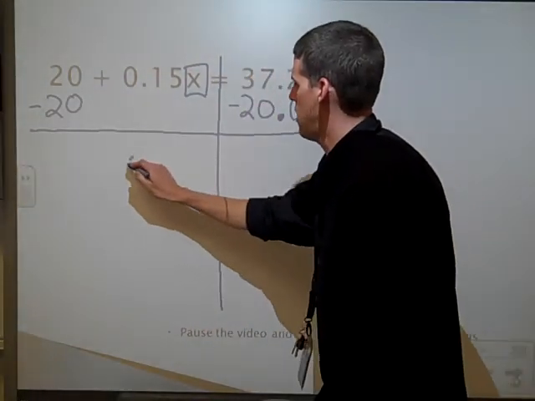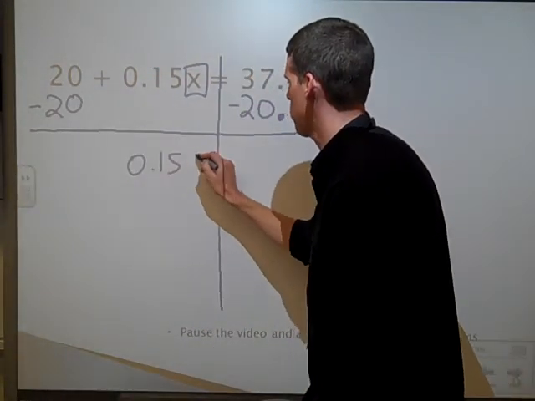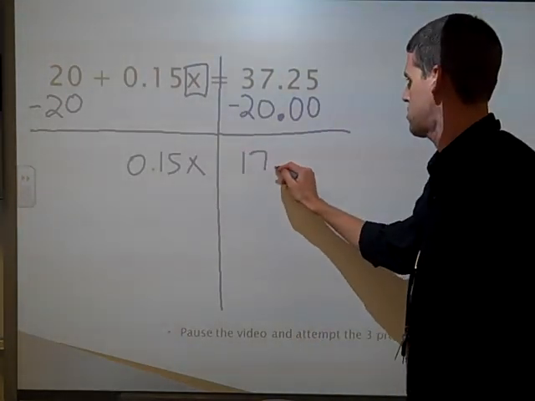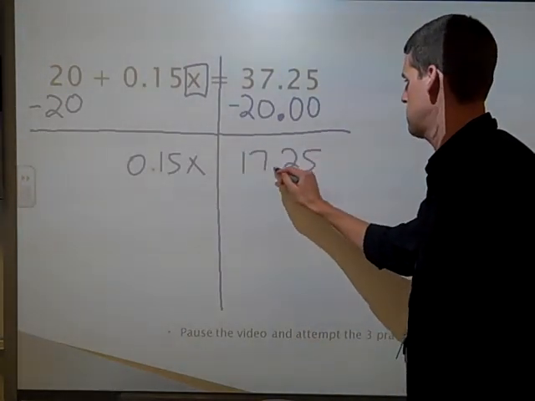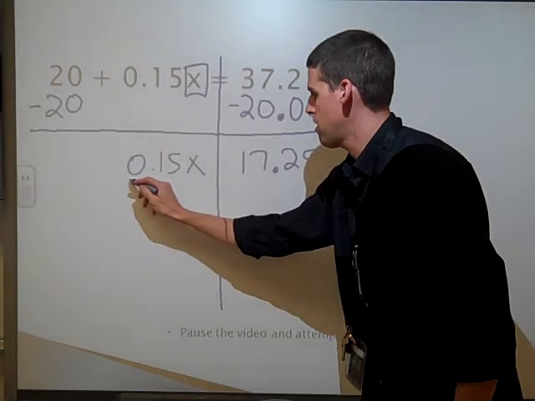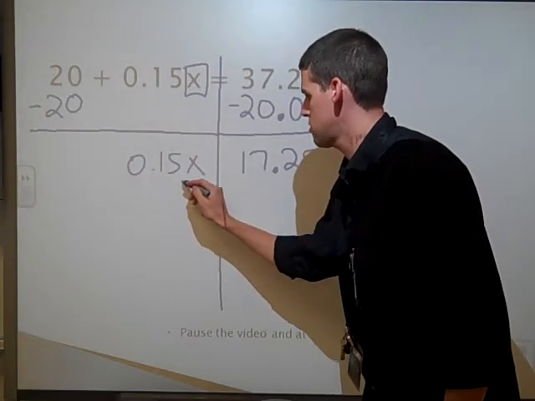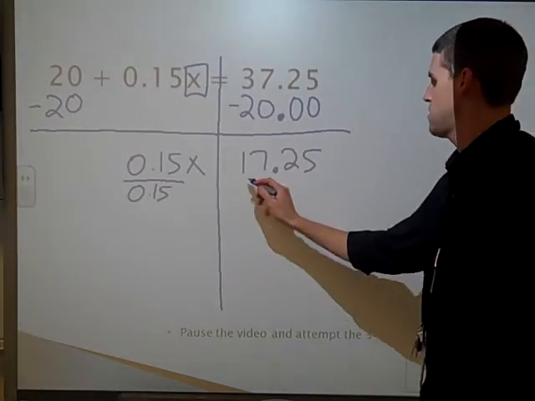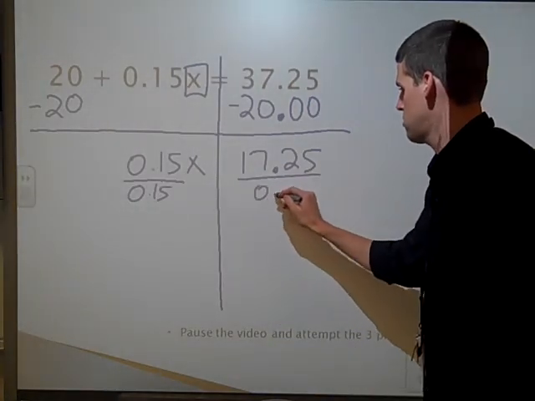So those get canceled out, and I'm left with 0.15x over here. And when I subtract over on this side, I would get 17.25. Next, I need to go ahead and divide by 0.15 because this is multiplication. So I'm going to divide by 0.15. Same thing I'm going to do over here, 0.15.